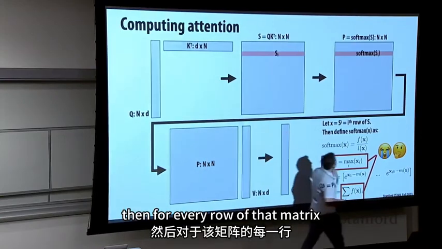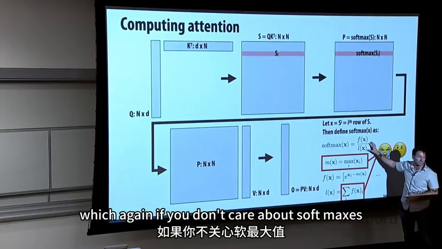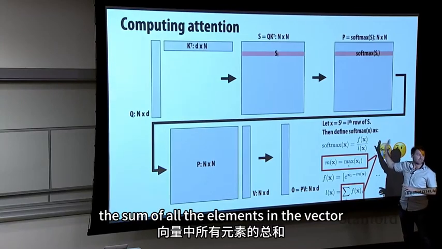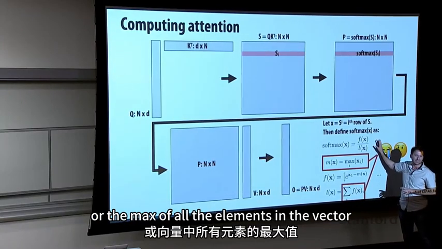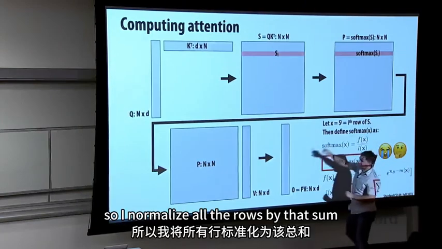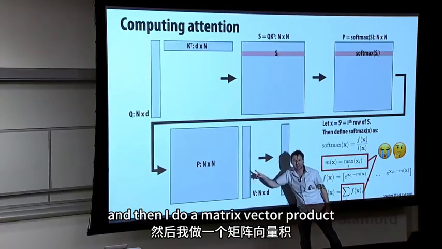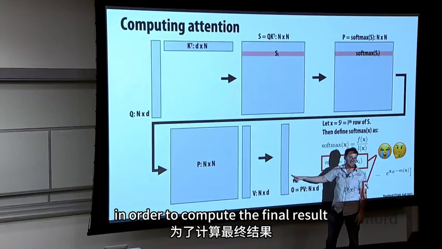Then for every row of that matrix, I'm going to compute the softmax, which again, if you don't care about softmaxes, just think about I'm going to compute the sum of all the elements in the vector, or the max of all the elements in the vector. Okay? So I normalize all the rows by that sum, and then I do a matrix vector product in order to compute the final result.